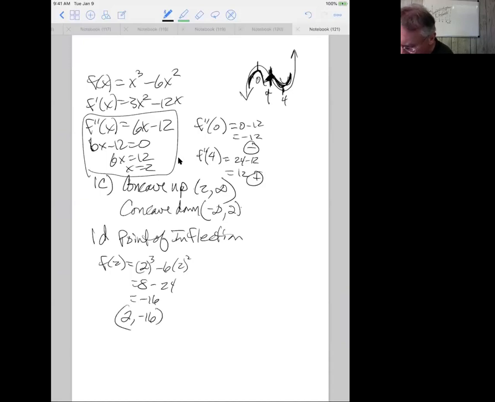And the point of inflection, the y value is negative 16, but the point is actually 2 and negative 16. Usually if you're ever asked to give just one value, it would be the x value, which is 2. But a complete answer is 2, negative 16. Okay, answer to number 1. Any other questions? Okay, let's look at number 2.